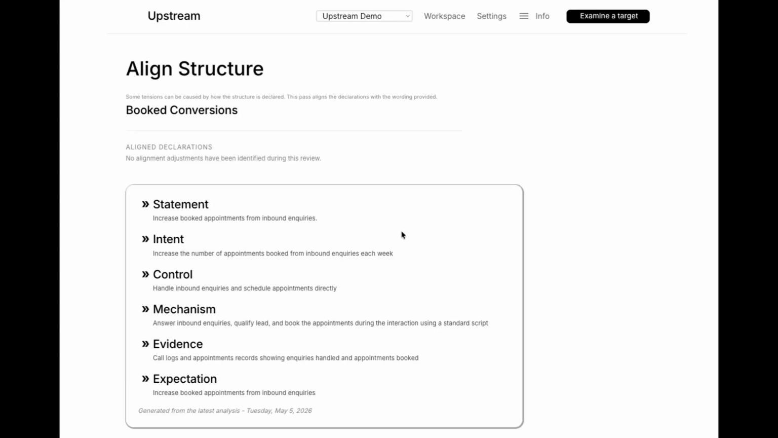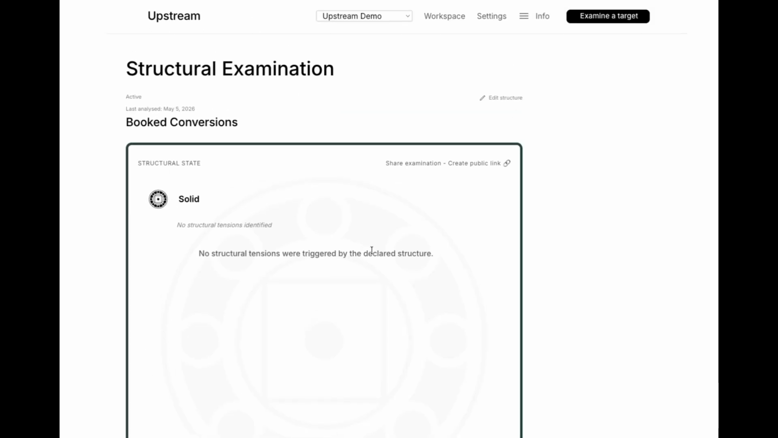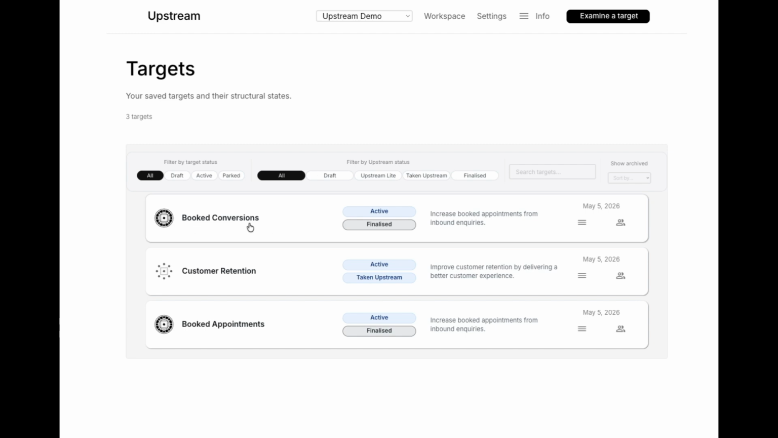So we're going to run alignment. In this case, they are aligned, and so no realignment is recommended. We can return to the examination result. Now, when that structure holds like this, the target can be finalised with clarity about what's actually carrying the outcome. So we can mark it as finalised and exit back. Now we've got a finalised target that is ready to carry the weight.